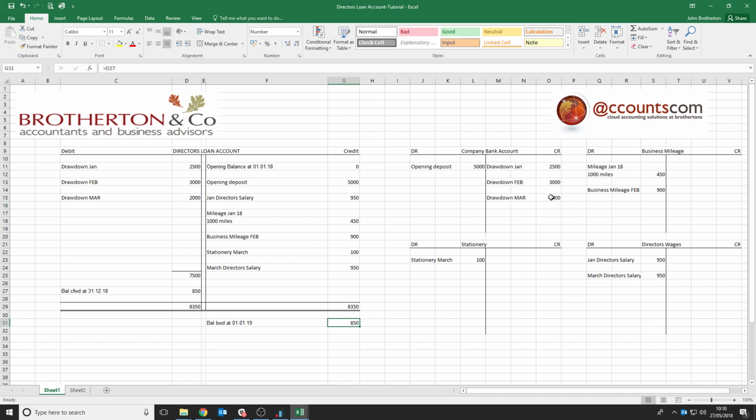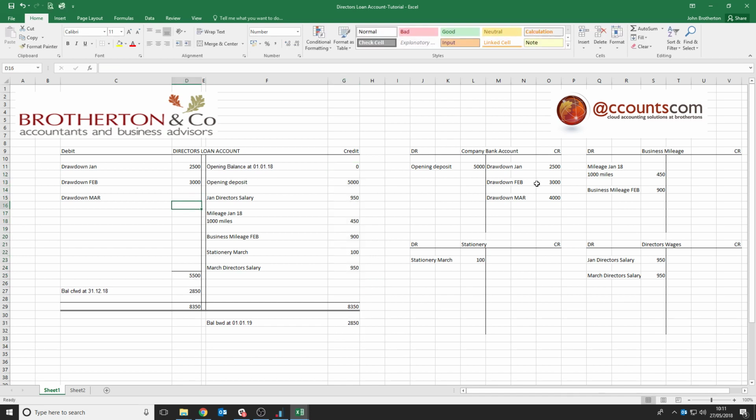Now in March, that may be that we've taken £4,000 out. Now if we did that, we'd be in a scenario where all of a sudden we've got an overdrawn loan account, so our figure is £1,150 deficit. So all the credits that we've credited here have been taken out, and an extra £1,150. So that's where the terminology comes in of an overdrawn loan account.